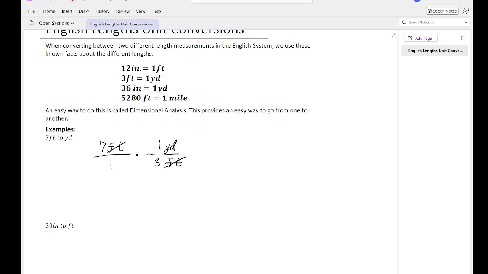And then I just do the arithmetic. 7 times 1, which is just 7 yards. 1 times 3, which is 3. And now I just do 7 over 3, which is going to give me a repeating decimal. So it's approximately 2.3 yards, or 2.3 repeating yards. And that's how you do it.